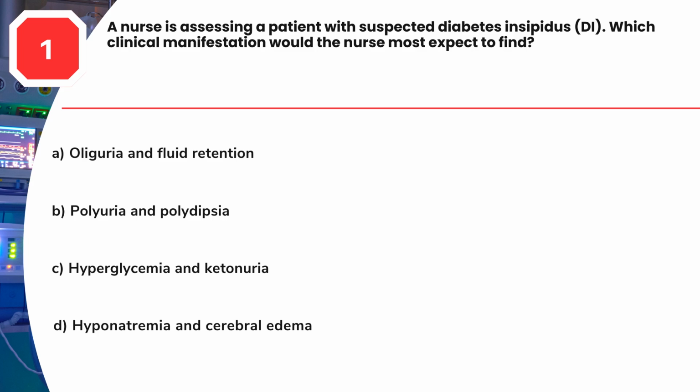Question 1. A nurse is assessing a patient with suspected diabetes insipidus, DI. Which clinical manifestation would the nurse most expect to find? A. Oliguria and fluid retention. B. Polyuria and polydipsia. C. Hyperglycemia and ketonuria. D. Hyponatremia and cerebral edema.